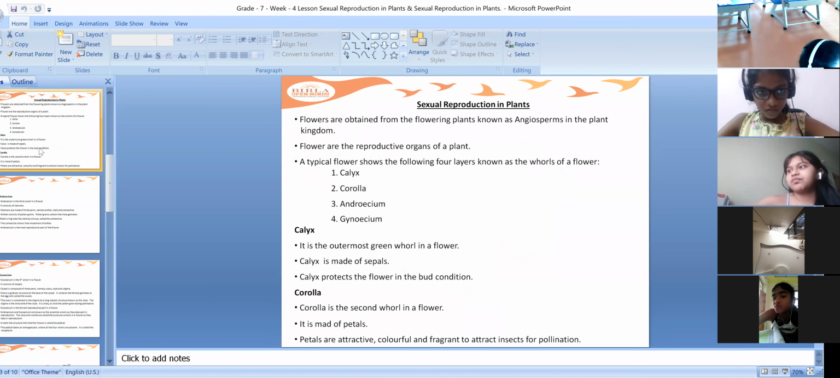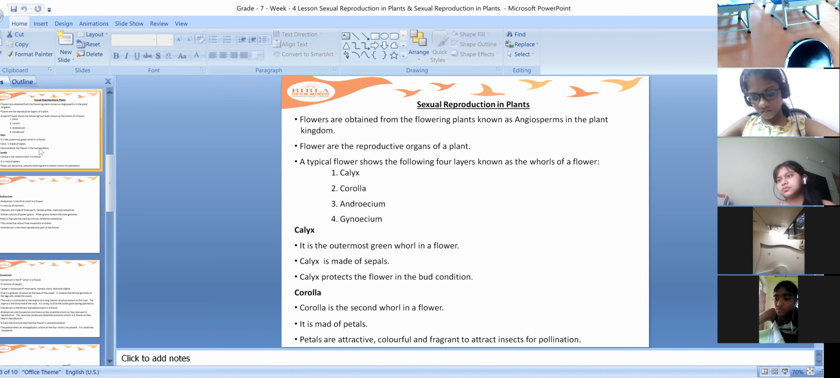This corolla is nothing but the petals of the flower. They are very attractive. They have so many colors of petals in a flower. The colorful petals and the fragrance which comes out of the flower are there to attract the insects for pollination.